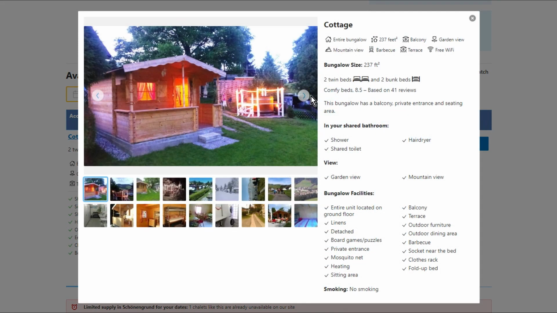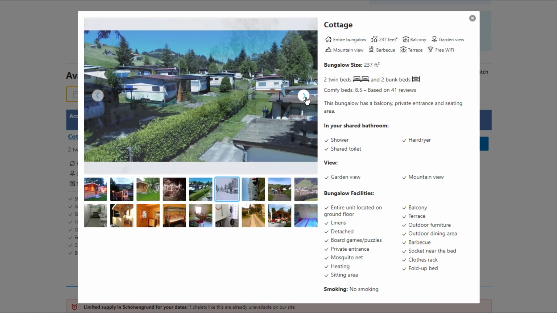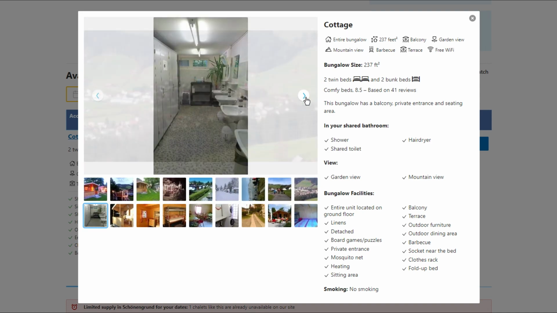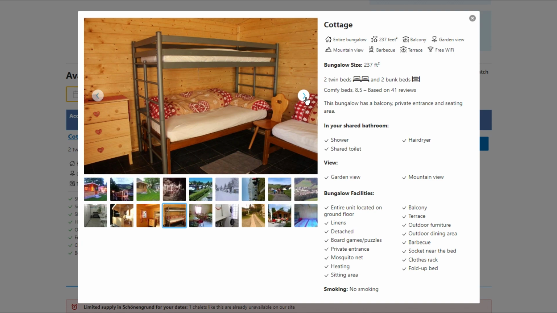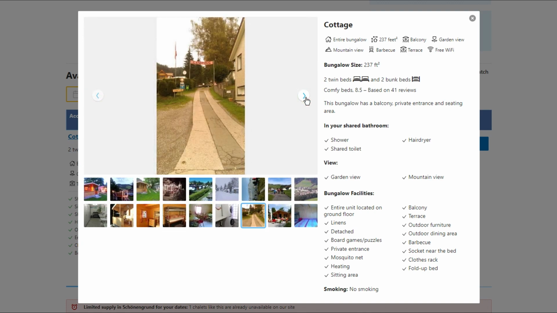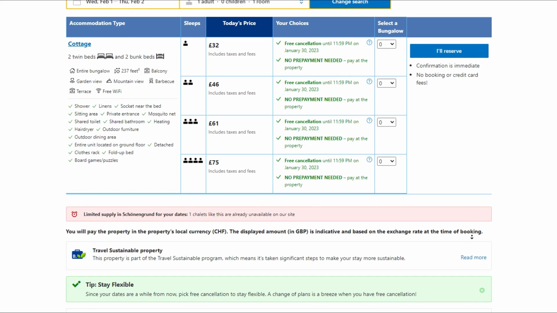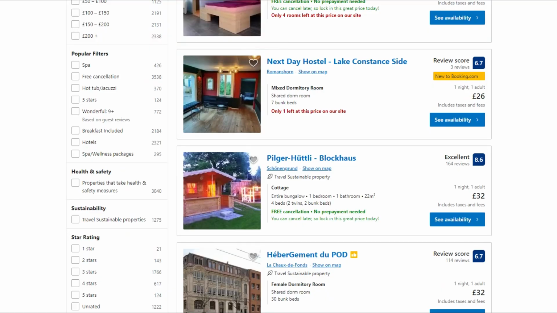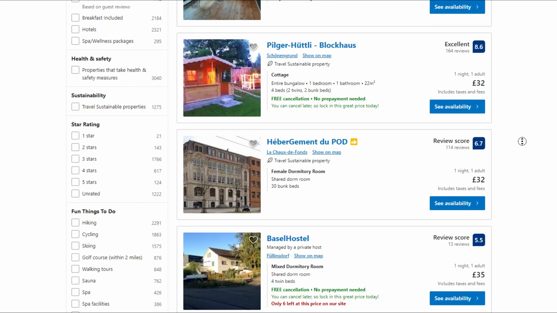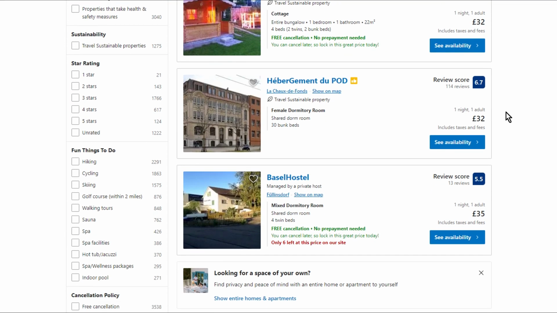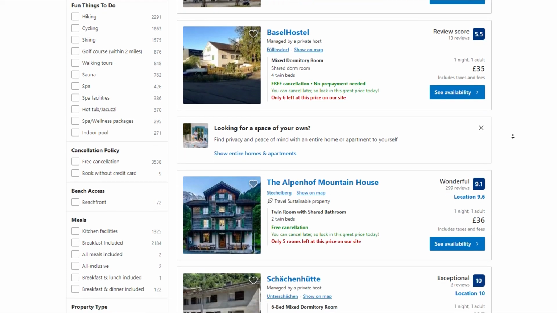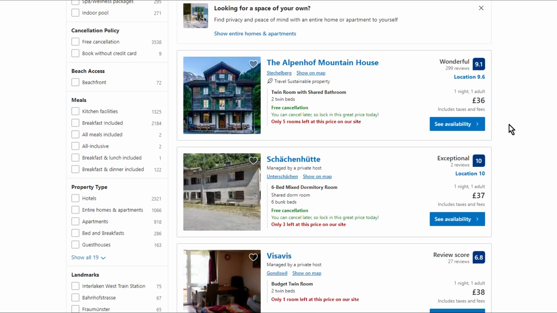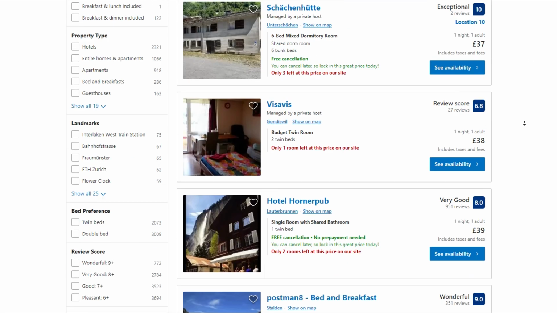What do you get for this? Oh, that looks horrible in the snow. That looks so cold. You get that? Well, that's actually not bad for £30, considering it's Switzerland. Let's see what else. £32 for a dormitory. Like, when you get into the cities, you see things get very expensive very quickly. £36 for that one, that's a twin room.